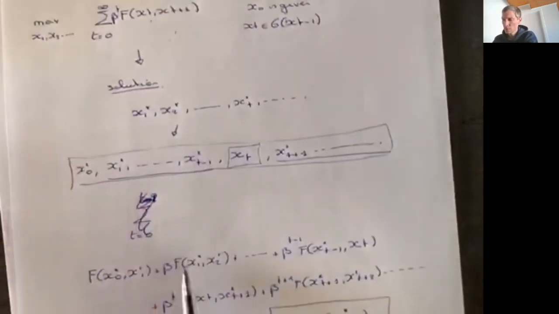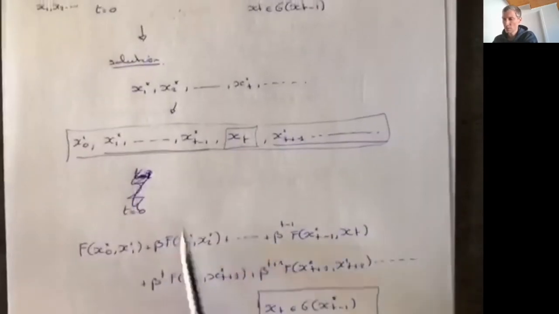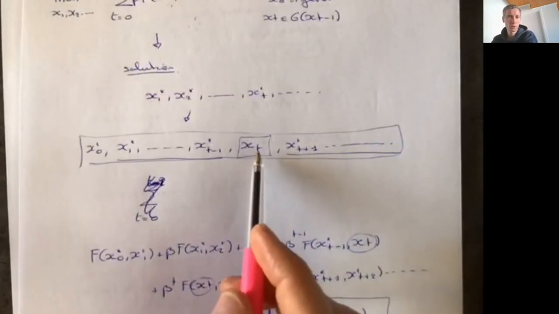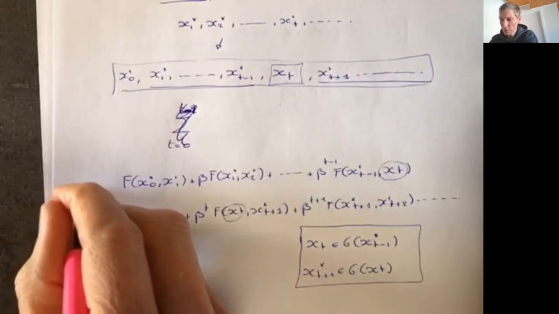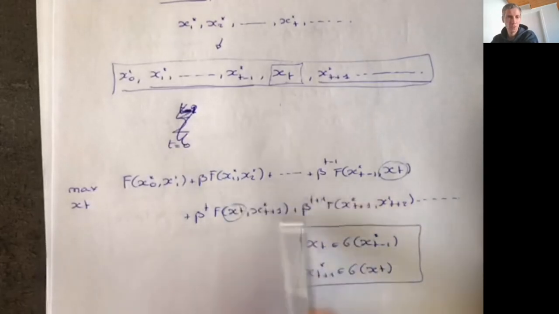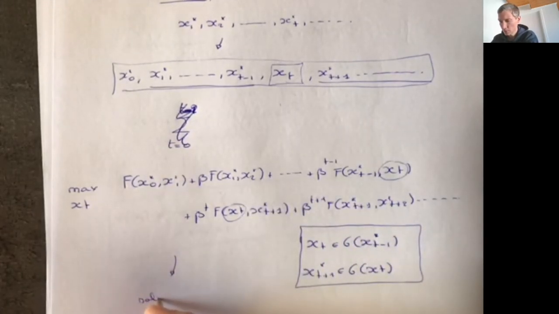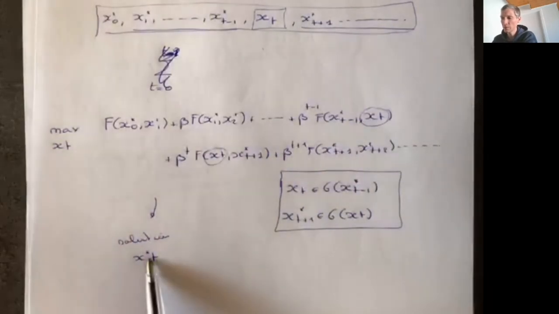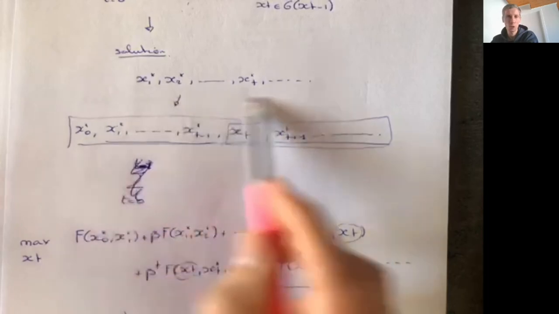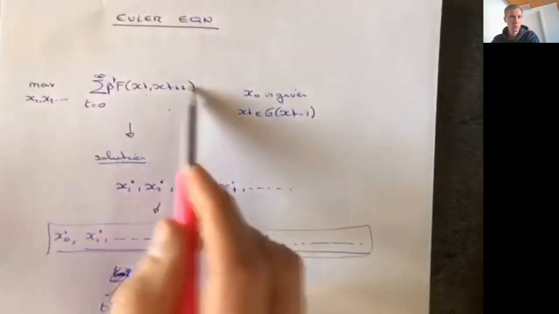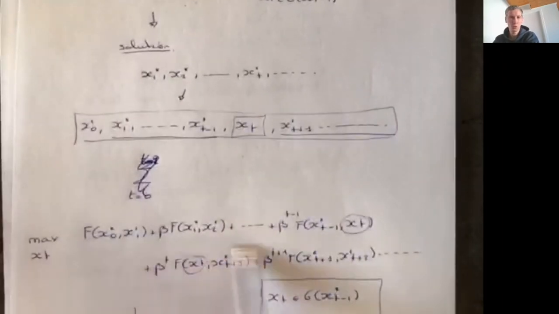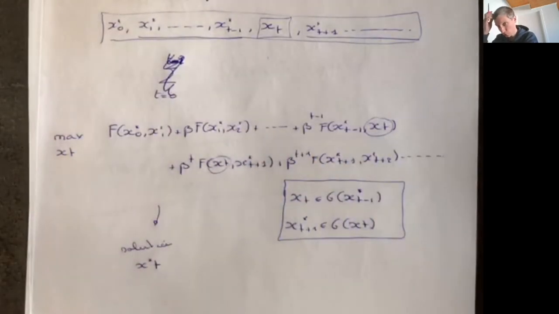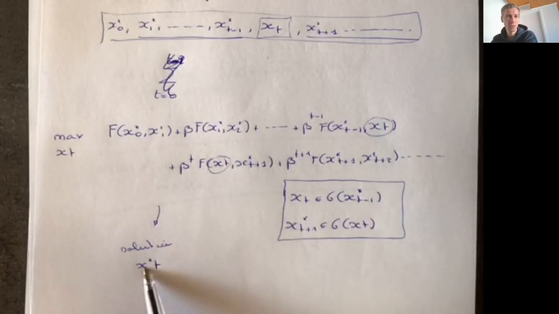Now, this is basically the optimal solution where I allow the variable xt to take on different values than the optimal one. So I know that if I maximize this with respect to xt, which is the only thing that's allowed to change here, the solution will be x star t. Why? Because x star t is the optimal solution of this problem, which is less constrained than the original one. If I fix all the values at the optimal one except for one, and I look at this perturbed problem, I will have the optimal solution at x star t.